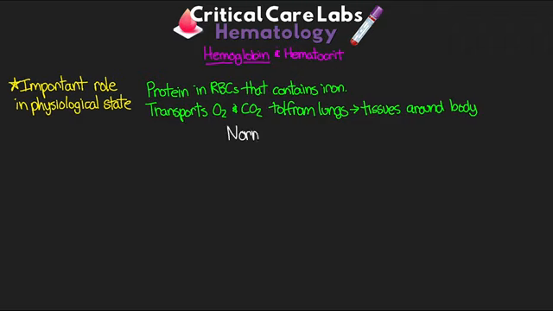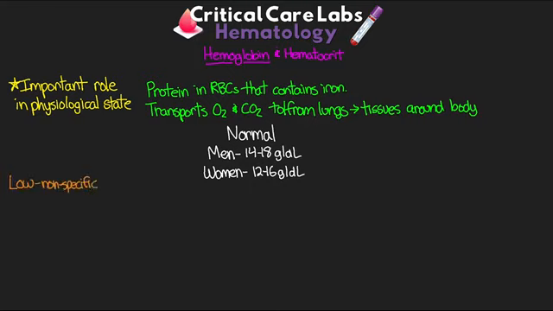Now, it's important to know the normal values, and these actually differ between men and women. For men, the normal value is going to be 14 to 18 grams per deciliter, and for women, the normal value is going to be 12 to 16 grams per deciliter. If our patient has low levels, this is going to be a non-specific indicator of anemia.